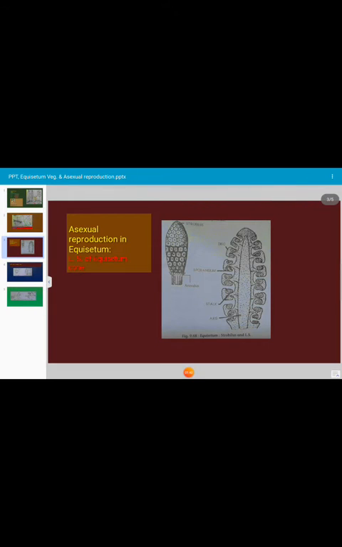Let us see the details of asexual reproduction in Equisetum. The asexual reproduction takes place by formation of spores. Spores are the asexual reproductive bodies. Spores are formed in a specific structure that is called sporangium. The sporangia develop on sporangiophores, which aggregate at the apex. Many sporangiophores are aggregated together and a cone is formed, also known as strobilus.